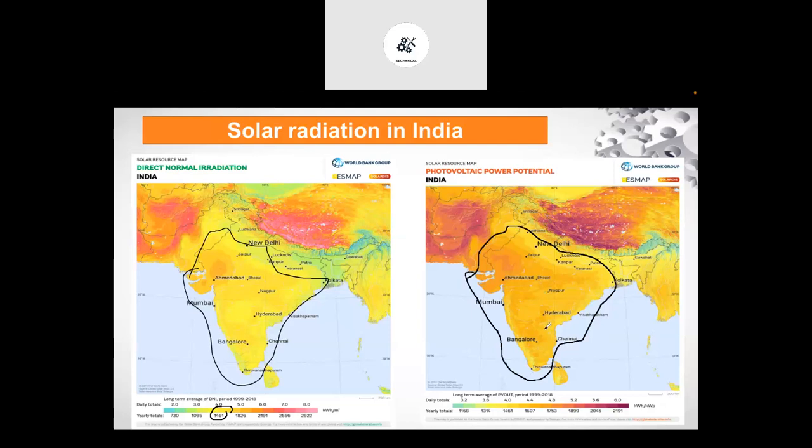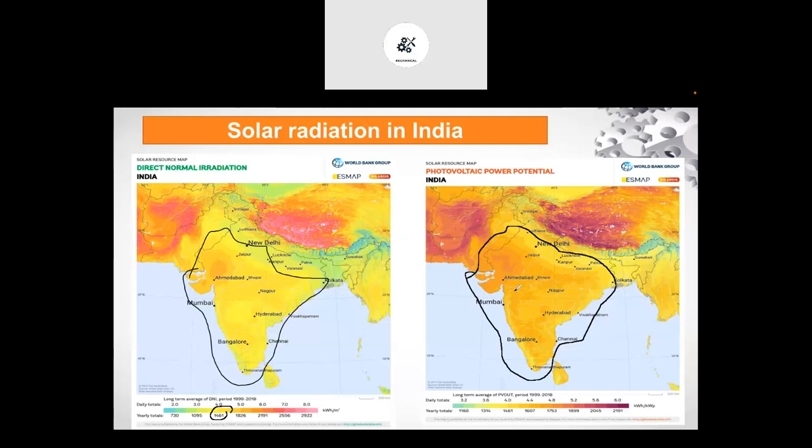you will see the potential is much more than other parts of the world, and you can use that solar energy or solar radiation to generate electricity. Okay, so you can install a PV plant by studying these maps and the radiation data gathered through different sources.